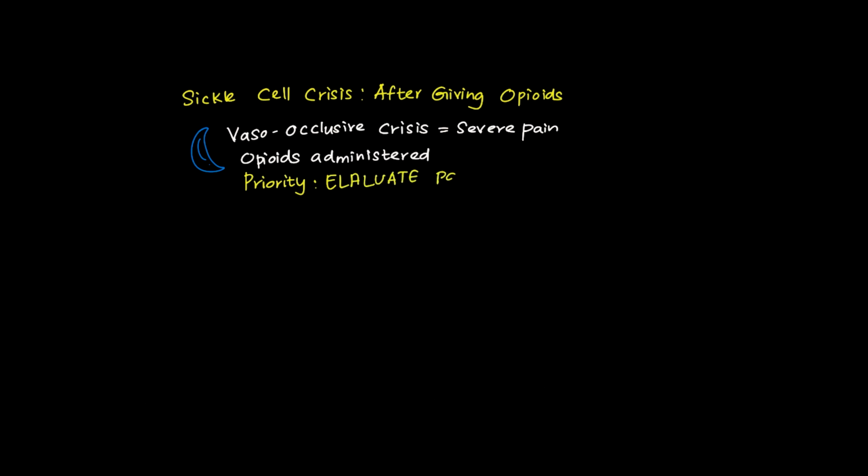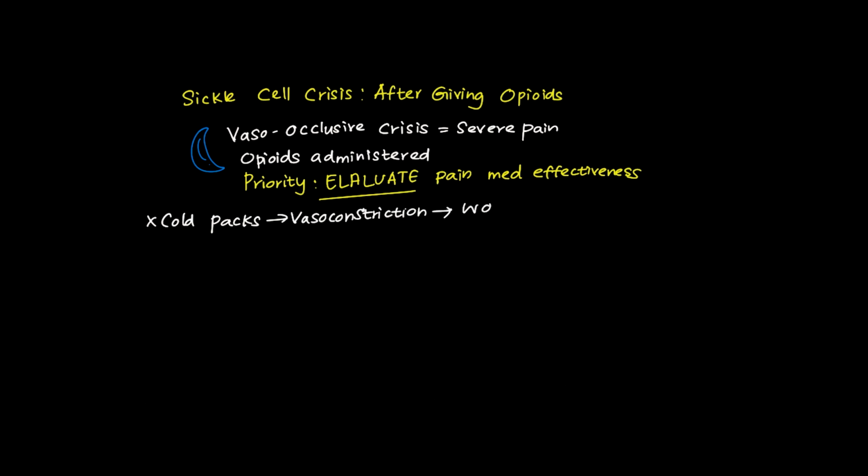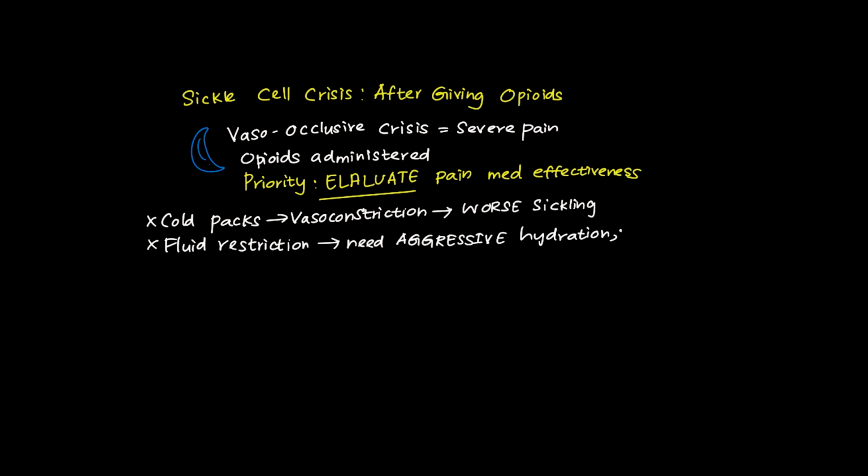You can't just give pain meds and walk away. You have to circle back and assess effectiveness. Now, cold packs might seem helpful for swollen joints, but in sickle cell disease, cold causes vasoconstriction. That reduces blood flow and oxygen delivery to tissues that are already ischemic from sickled cells blocking the vessels. Cold makes sickling worse.